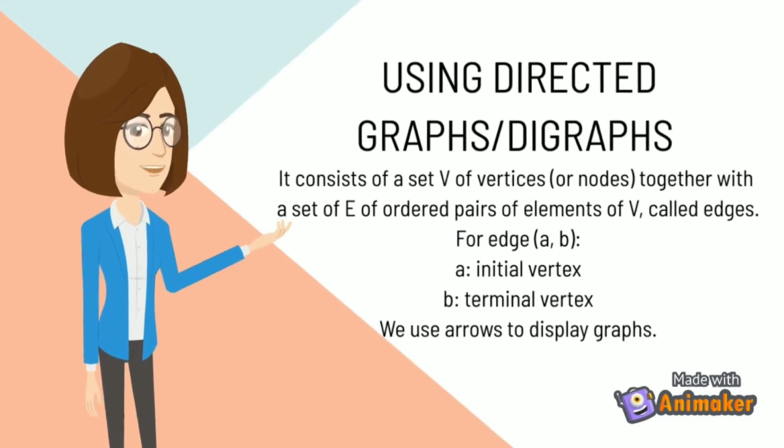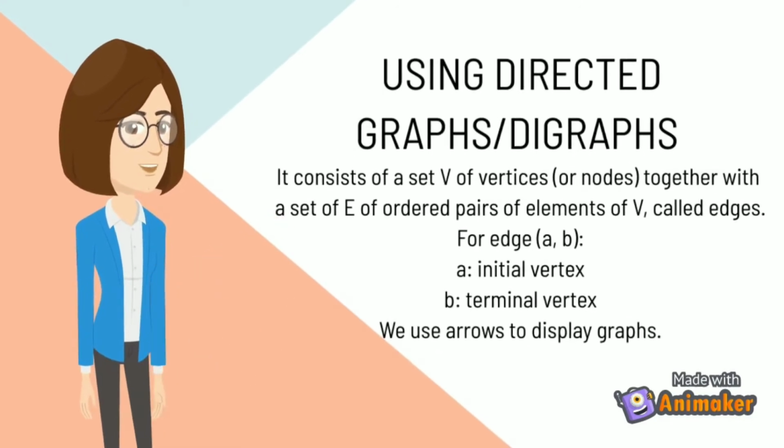Finally, we are going to discuss the second method to represent relation, which is using directed graphs, also known as digraphs. This graph consists of a set V of vertices, together with a set E of ordered pairs of elements in V, which is called edges. Let's say, for edge (A, B), A will be the initial vertex, and B will be the terminal vertex.